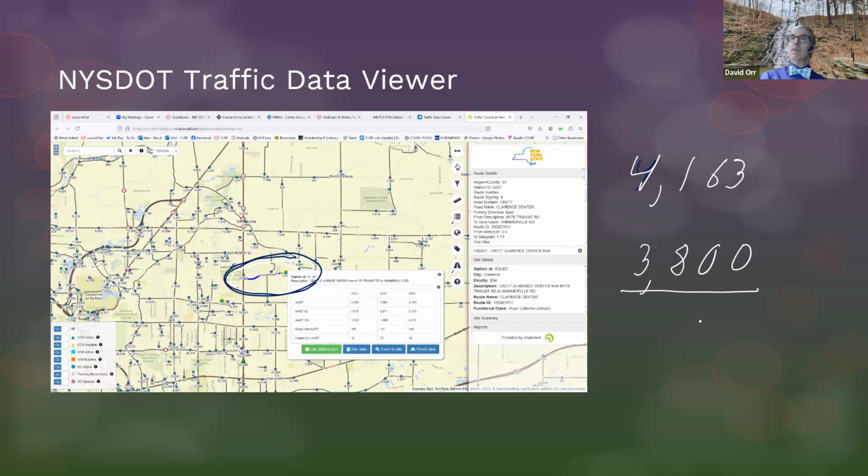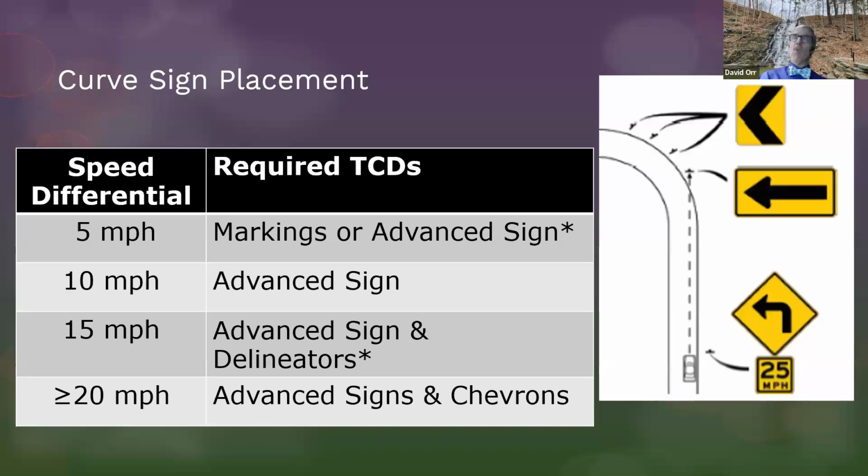Now, whether you decide it's a should, a shall, or a may situation for your sign, once you decide to put them up, then there's the decision of do you need a plaque? Okay? Now, in the National MUTCD, if the speed differential between the speed limit and your advisory speed is 5 miles an hour or more, you can get away with just having markings and advanced signage. 10 or more, you've got to have advanced signage. 15 or more, you have to add delineators. 20 or more, you've got to have chevrons as well.